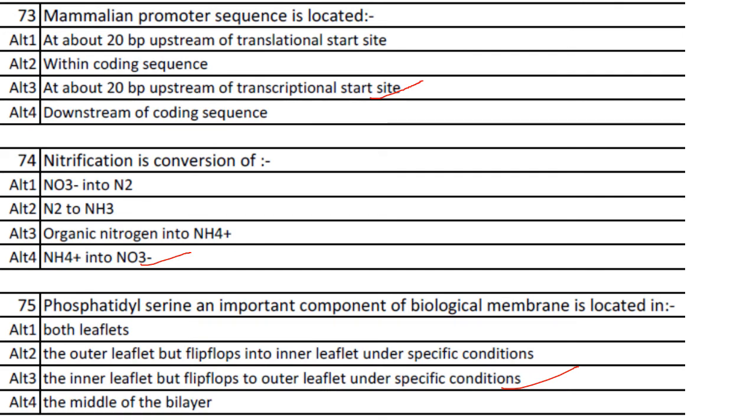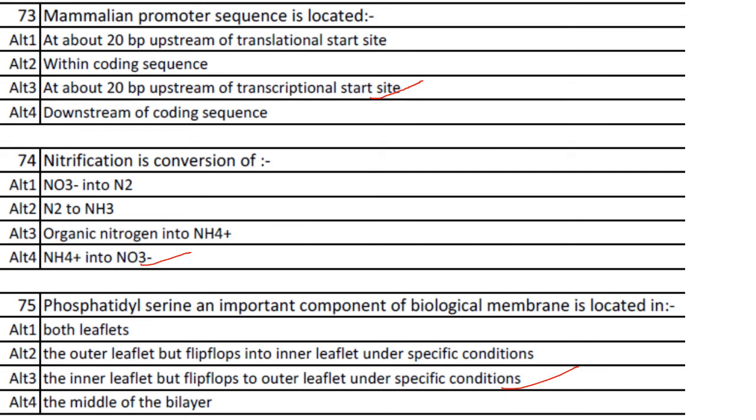The next one. Mammalian promoter sequence is located. So it is located at about 20 base pair upstream of the transcriptional start site. So where is the promoter sequence located? It is located upstream of the transcriptional, not translational, transcriptional start site. Then nitrification is the conversion of. So nitrification is the process that converts ammonia to nitrite and then to nitrate. So ammonia is NH4+ and nitrate is NO3-. So the answer is option 4.